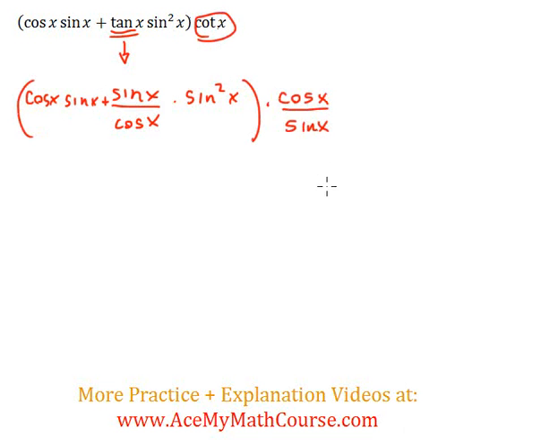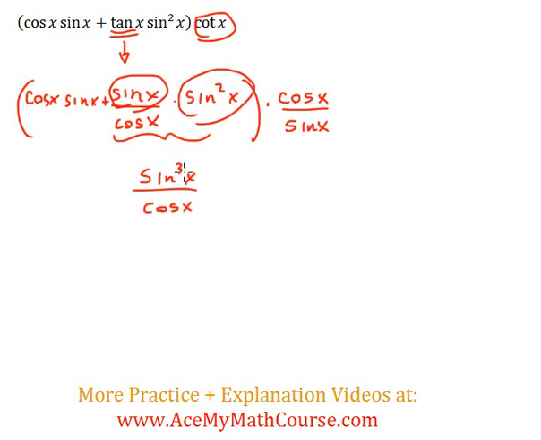Great. So now my first step here would be just to rewrite this as sine cubed of x over cos of x. And why is that? Well, we're multiplying sine x by sine squared x, so it follows that we have sine cubed of x. And over here we have cos x sine x over 1.